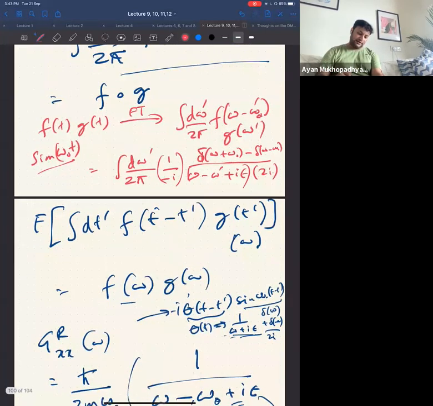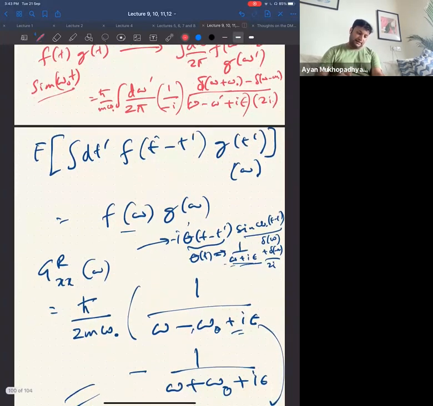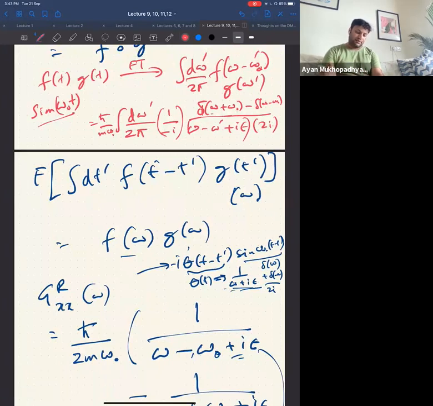So there is also an overall factor of h bar by m omega naught, which I should write down. If I put that in, the first factor, delta omega plus omega naught, gives me simply, if I substitute that, and there's a factor of 2 pi which gets cancelled, because the Fourier transform of sine omega naught t is 2 pi delta omega plus omega naught minus delta omega minus omega naught by 2, and there's an overall factor of 2 pi.